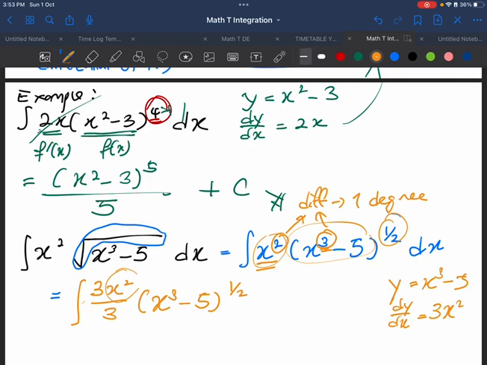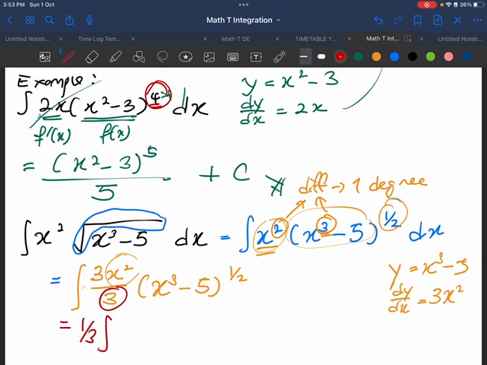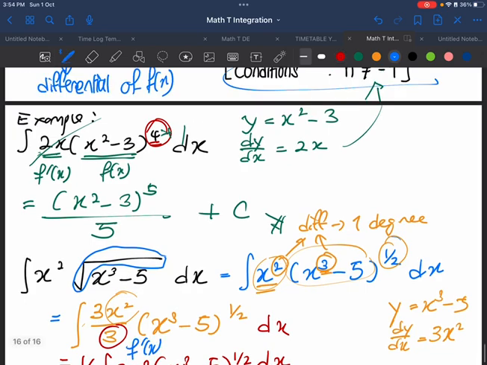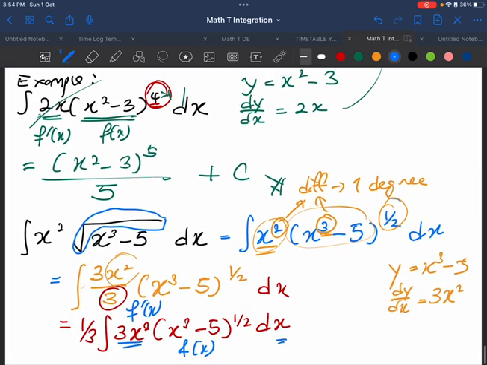This is a constant, and we can take out a constant. 1 over 3 is a constant, so we take it out, and we get 1 over 3 times the integral of 3x squared times (x cubed minus 5) to the power of half dx. So here is actually f prime x, and here is fx. So what should we do? It is actually formula 3. You can just get the answer.